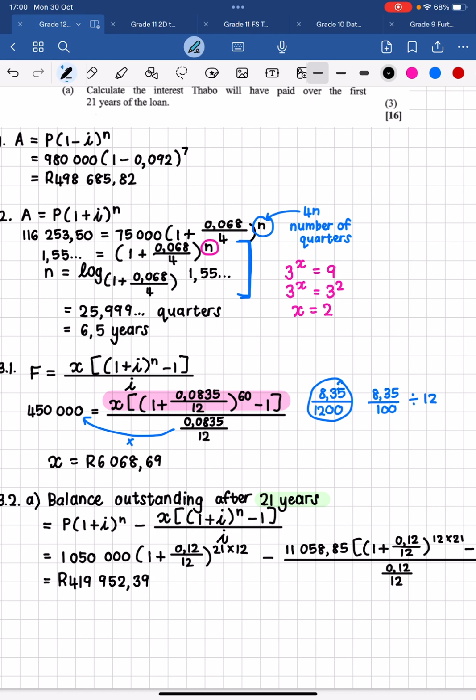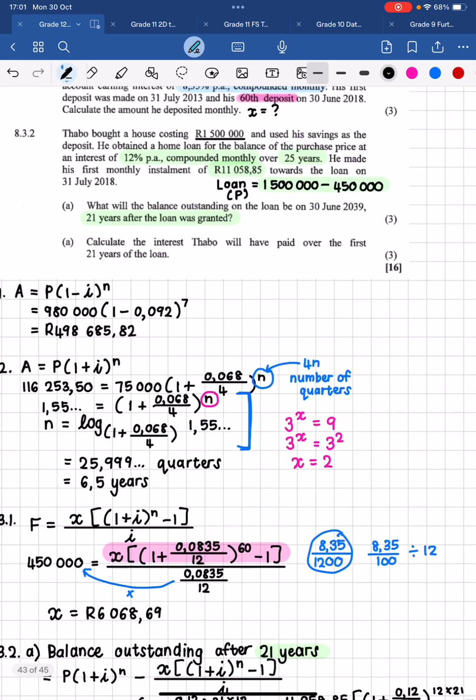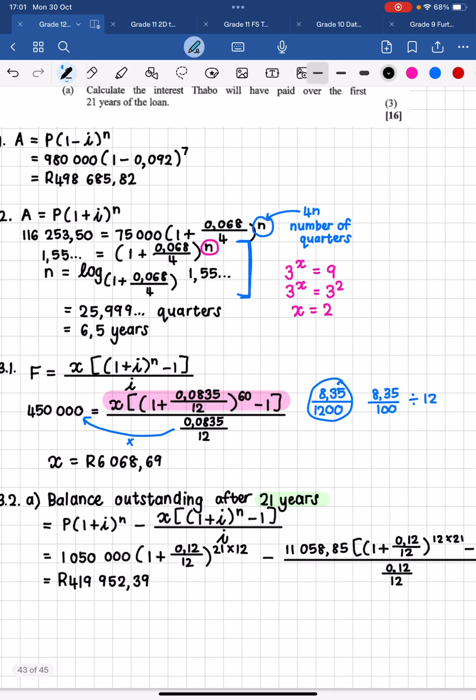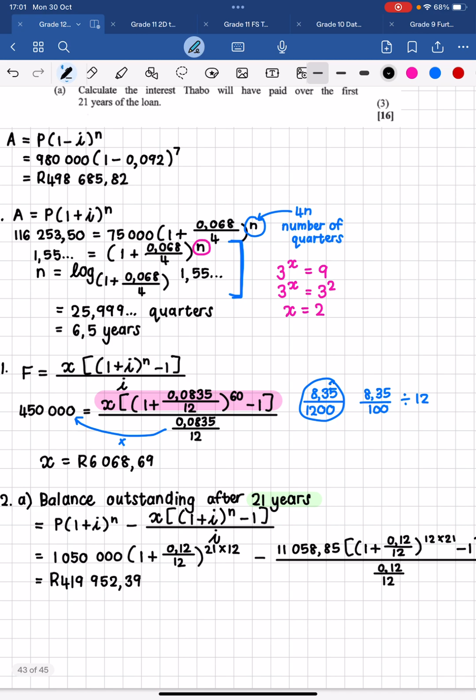So now the other method is where you can use the present value formula, but then you have to use the present value formula for the time that's left. So this whole loan is over 25 years. Since he's been paying for 21 years, you're going to have to use the present value formula for 4 years, and then work that out. It will give you a slightly different answer, but it will still be close enough. This paper is from 2021. All right, this is the balance outstanding.